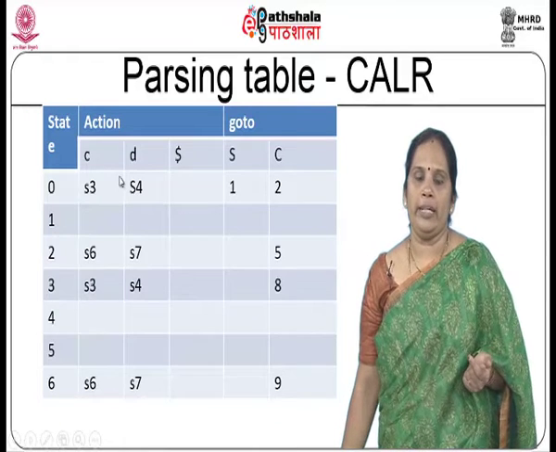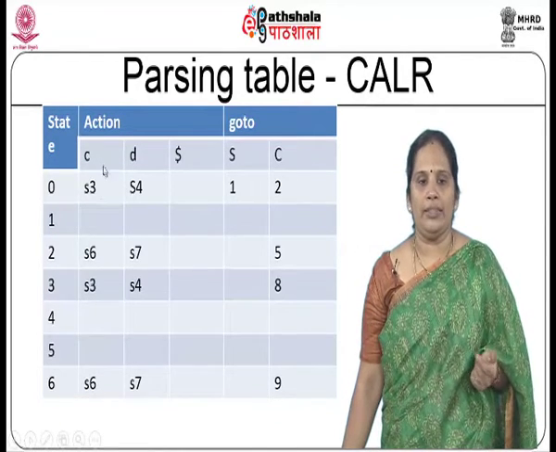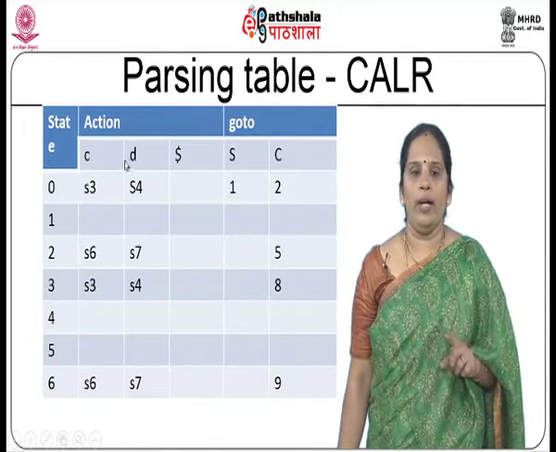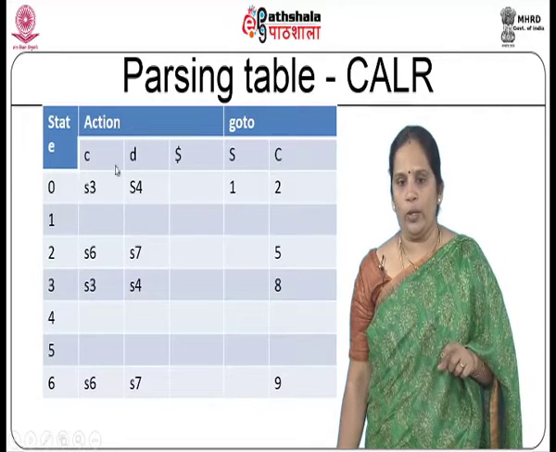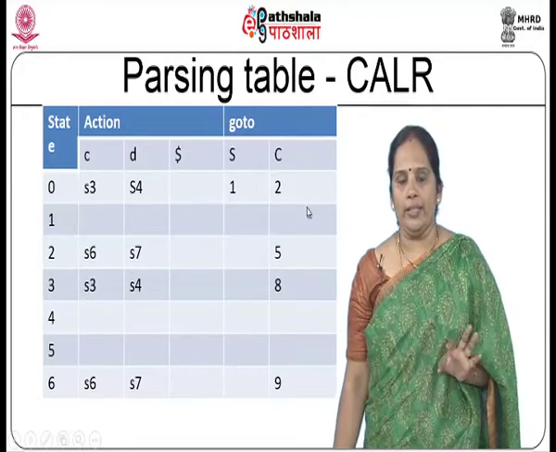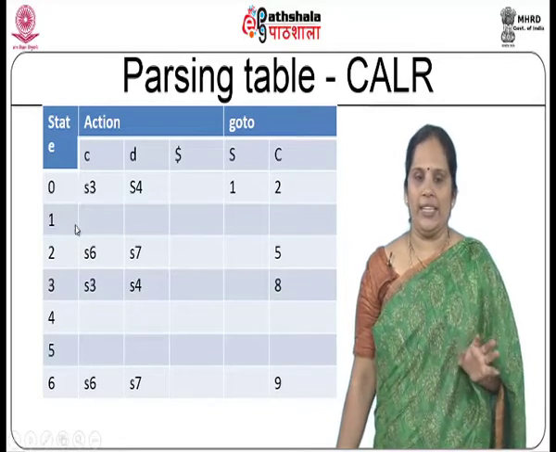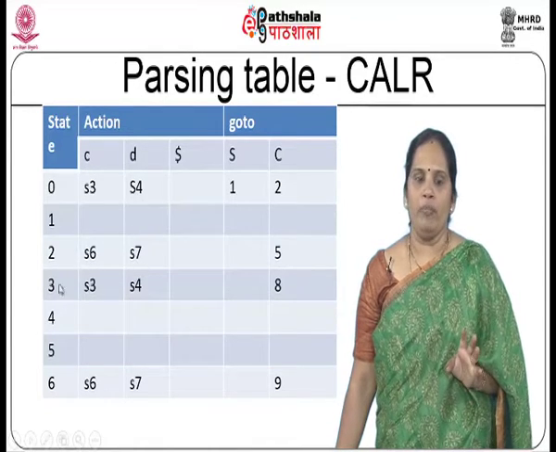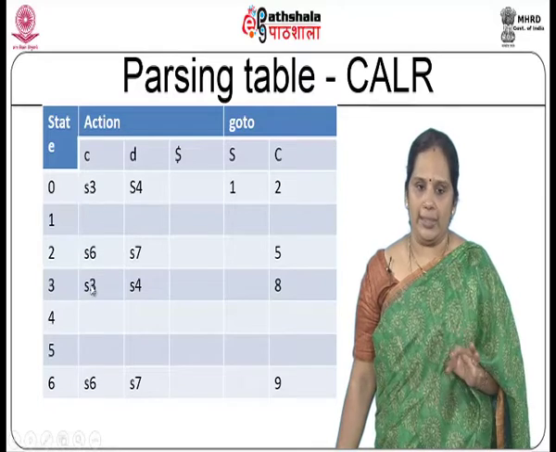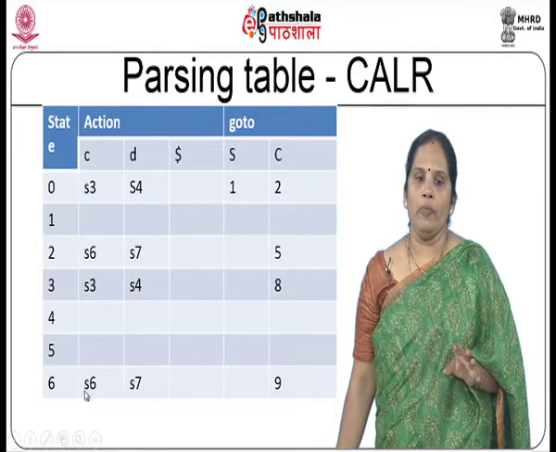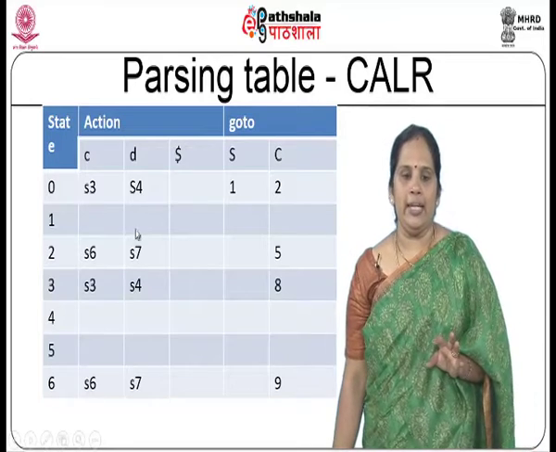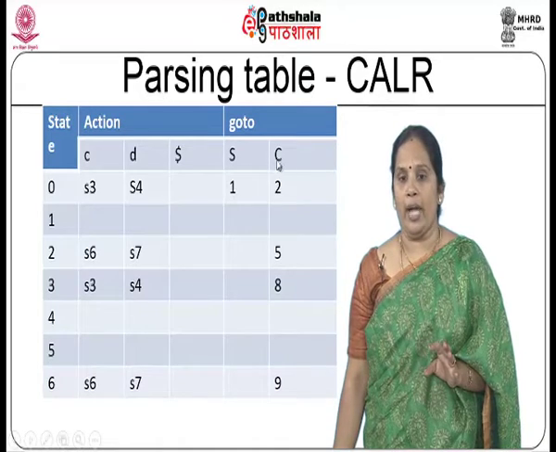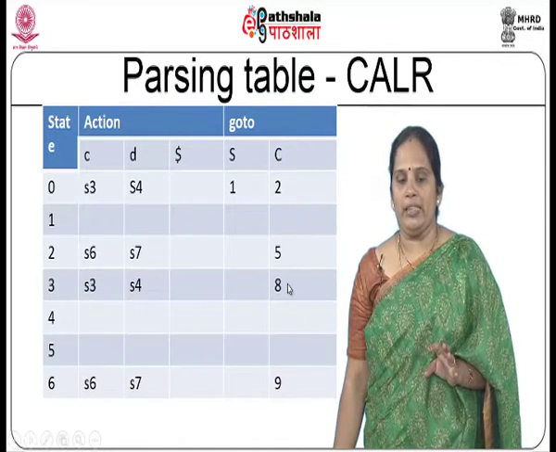The parsing table basically says I0 comma c went to I3. So at the intersection of 0 comma c I have S3, intersection of 0 comma d I have S4, 0 comma S is 1, 0 comma C is 2. In I1 there is nothing because it is S dash produces S dot, termination. I2 comma c is S6, I2 comma d is S7, and so is I3 comma c is S3, I3 comma d is also S4, and I6 comma c is S6 and I6 comma d is S7. Similarly, I6 comma capital C is 9, I3 comma capital C is 8.